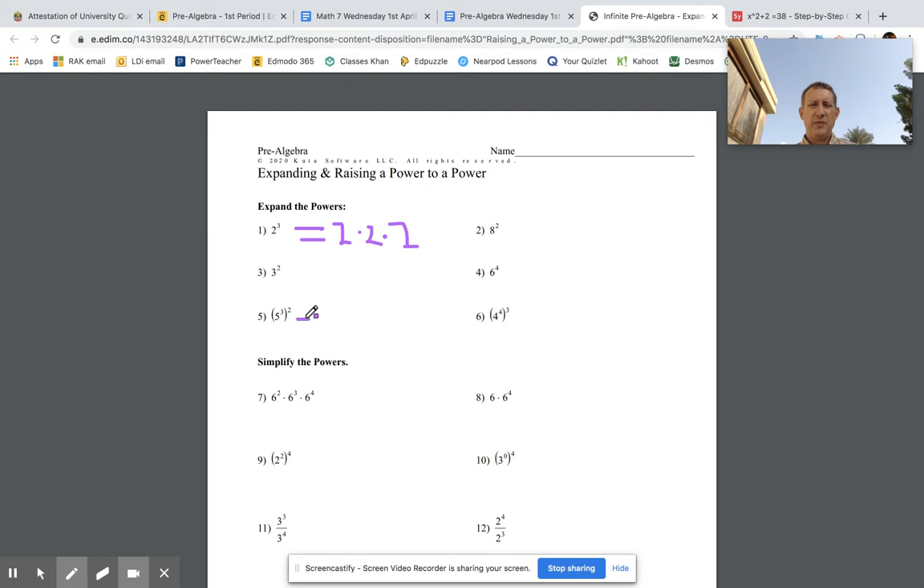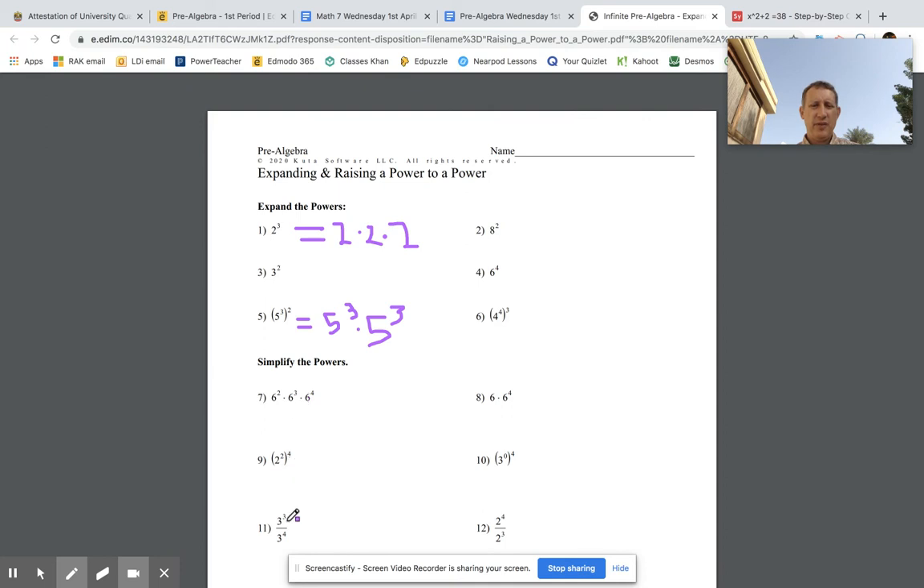And then for number 5, that'd be 5 to the 3rd times 5 to the 3rd, because we're taking that base of 5 to the 3rd and we're squaring it. Okay, that's all I want you to practice for these 6, for the remaining 4.